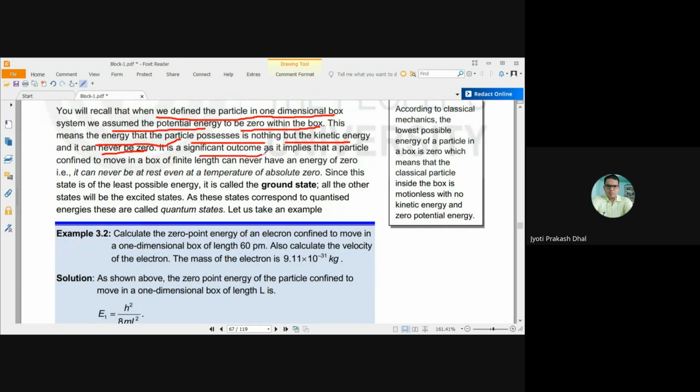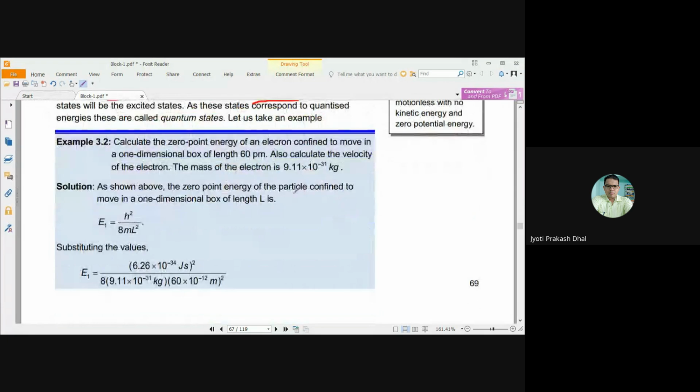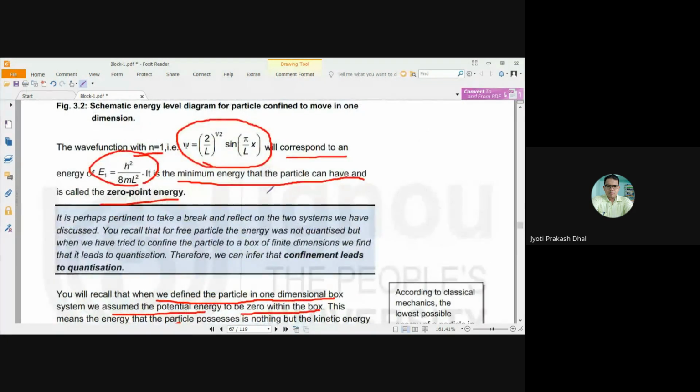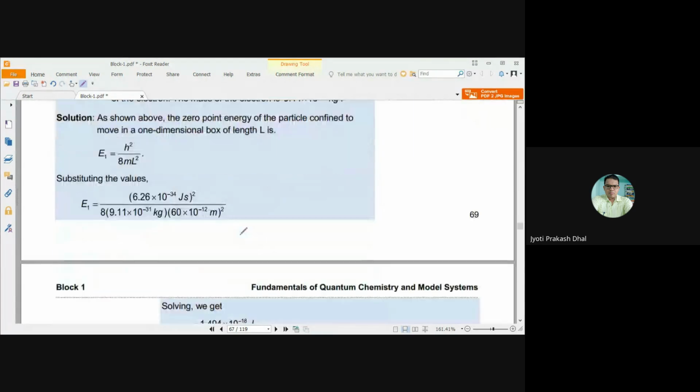So it is a significant outcome, as it implies that a particle confined to move in a box of finite length can never have energy zero. It can never be at rest, even if the temperature is absolute zero. The state of the least possible energy is called the ground state, and that energy is called the zero point energy. So the zero point energy is E1 equals h square by 8 m L square.